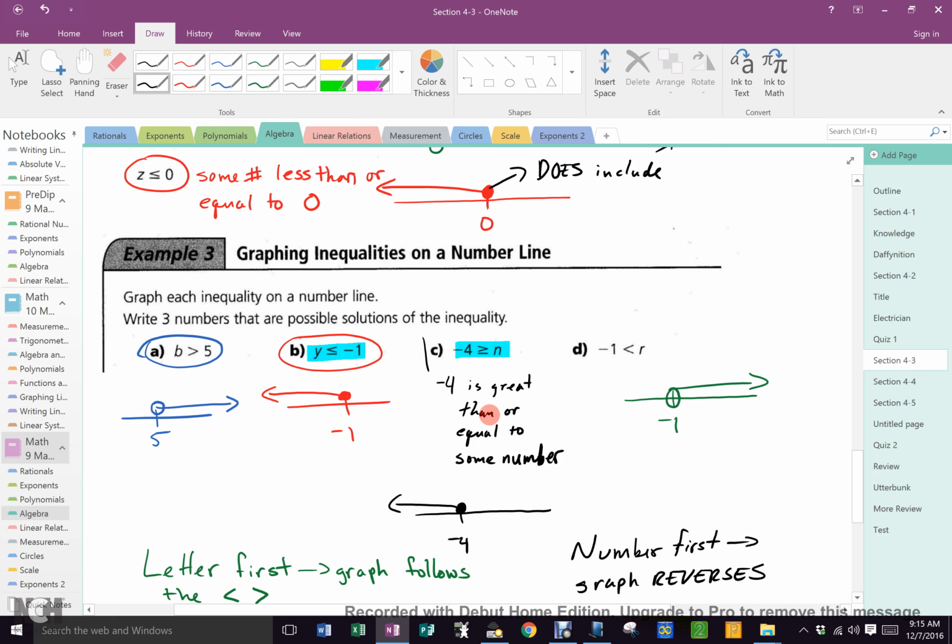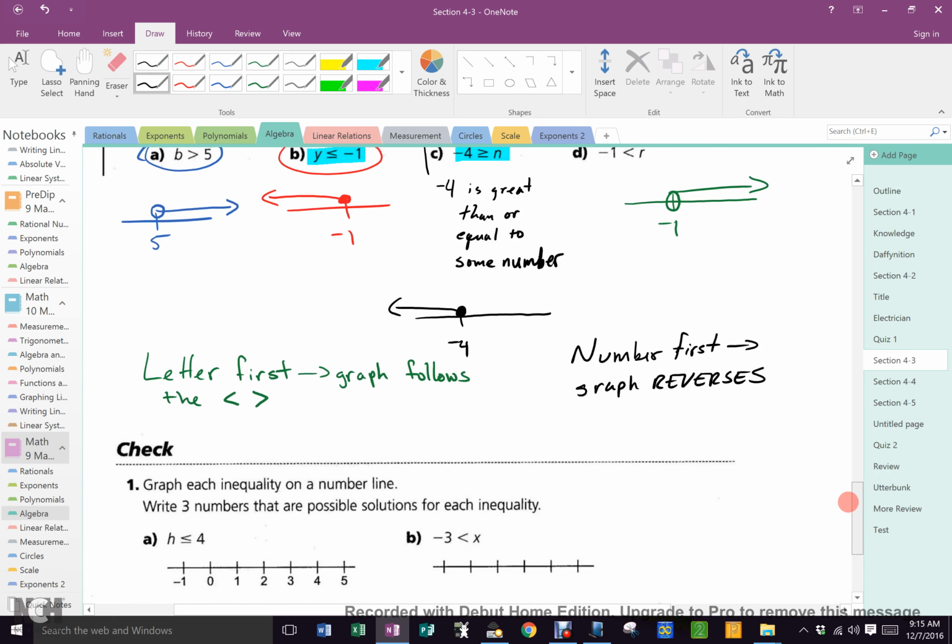Everybody cool? Now I'm going to add one more thing to this that is a little bit tricky. Negative 4 is greater than n, so that means that n is less than or equal to negative 4. You can reverse the order, but then you reverse the sign. So what is the other way I can write this? This says negative 1 is less than r, so what happens if I put r first? Greater than negative 1. Is everybody cool? Makes sense, right? As soon as you read it to yourself in English, it makes sense. Ethan wanted to draw the arrow to the right because the arrow was pointing to the right. But as soon as you read that in English, you said it without me telling you, right?